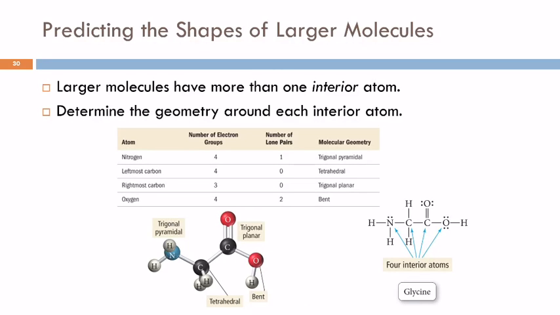What if you have a bigger molecule and you don't just have one central atom? So this is the molecule glycine. It's an amino acid. And it has 4 central or interior atoms. It's not really right to call them central because that means the one that's in the middle, right? They're interior. They're on the inside. So what we do is we look at the geometry around each of the interior atoms separately.